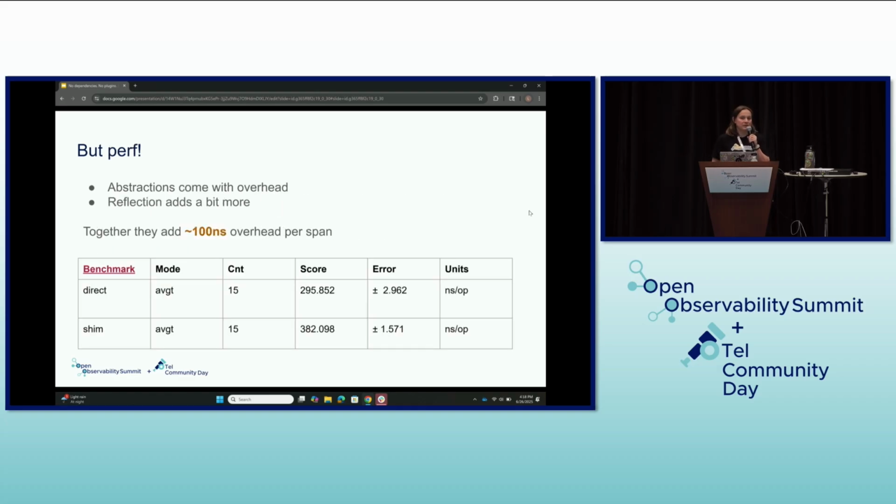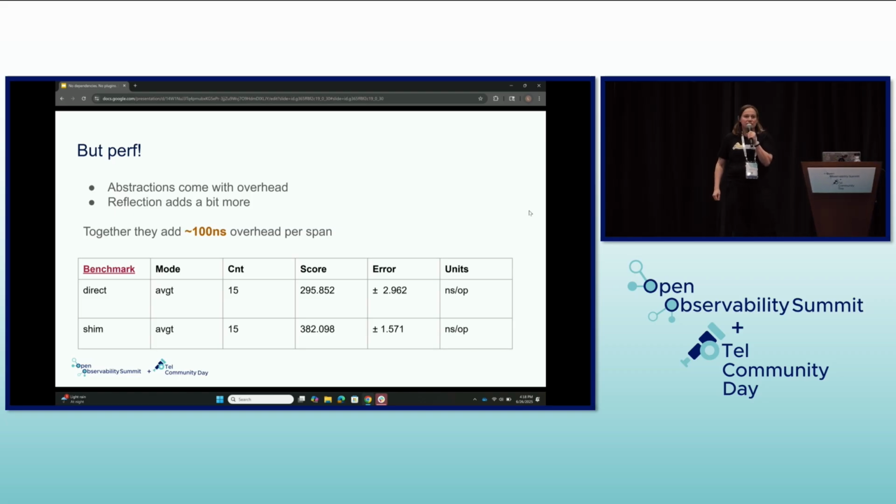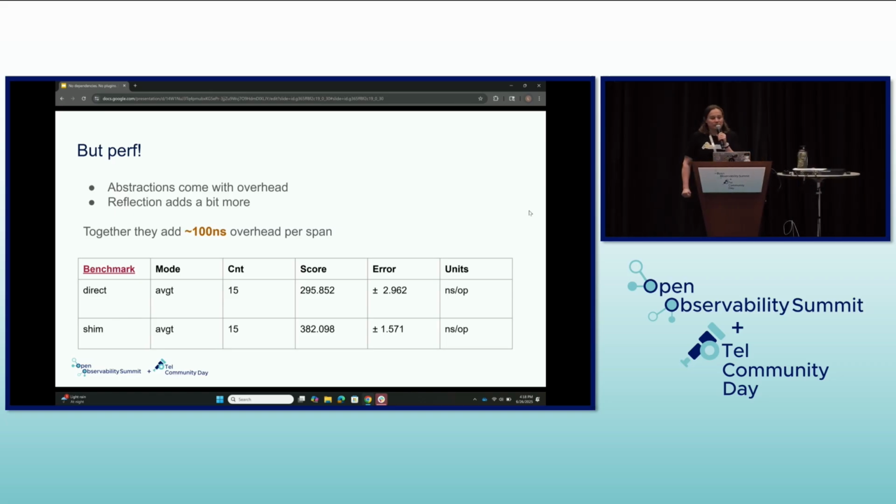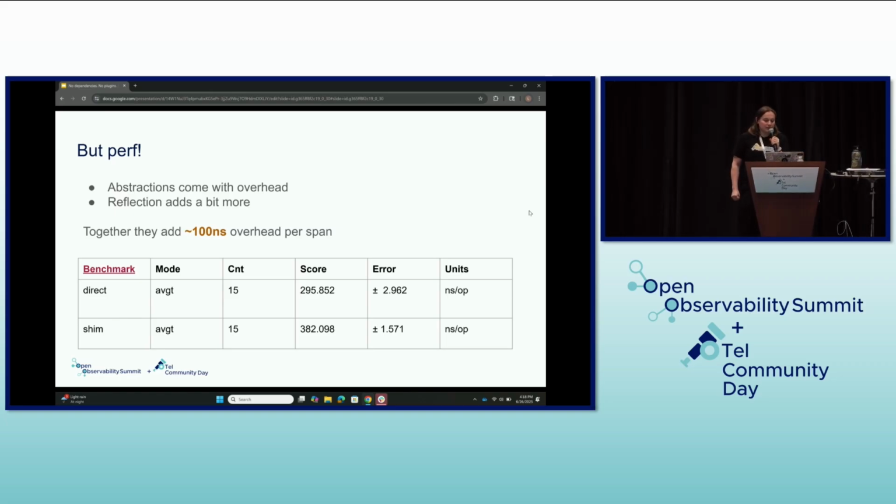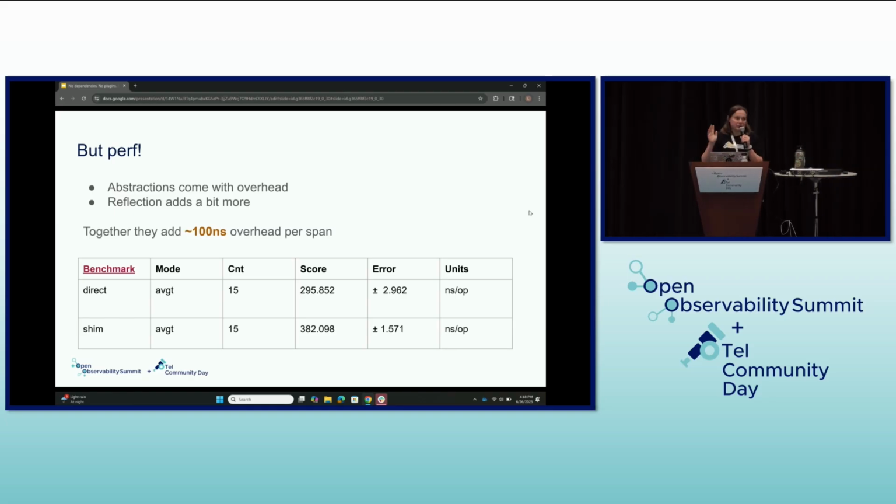The perf: we're using reflection, we're using efficient reflection. Thanks to Jason's talk, Jason is not here, but he talked about the percentage of overhead. Here, I don't want to talk about percentages. I want to say that our solution, which is not completely optimized, there is room for optimization, has about 100 nanosecond overhead per span.